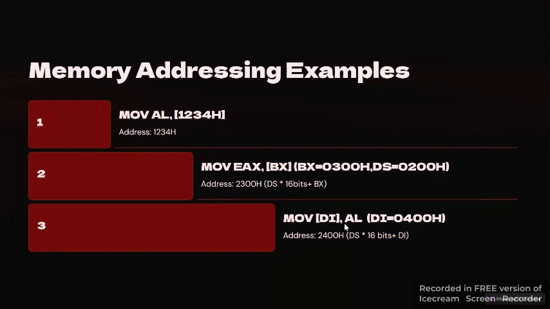And move DI comma AL, the DI value is 0400H. We'll do the same for it too. For DS, we are provided with the value 0200, so multiply it by 16, and it will become 2000. 2000 plus 0400 will become 2400H.